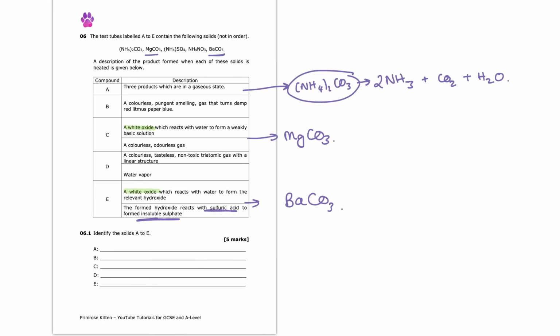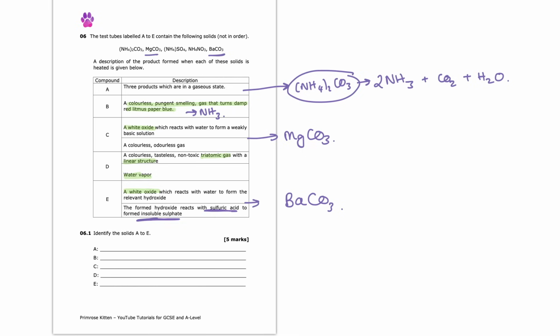Okay, so now we've got a couple of options here, haven't we? We have got one which forms a colourless, pungent smelling gas that turns damp litmus paper blue. So that means that ammonia is formed. Whereas in the other one, we've got a colourless, tasteless, non-toxic triatomic gas with a linear structure and water vapour. So out of these two, we need to think, well, which of these is going to form ammonia?